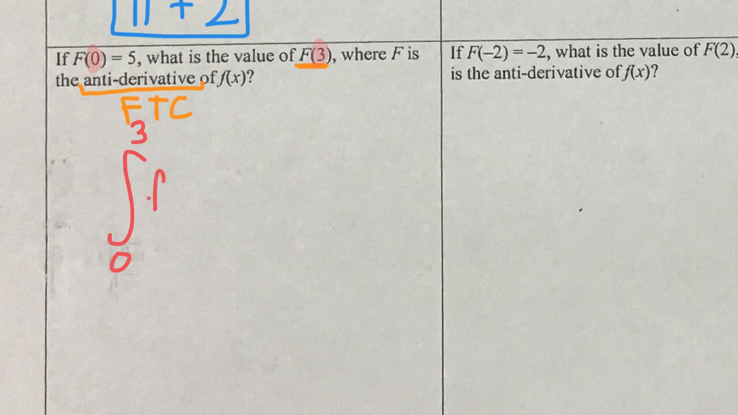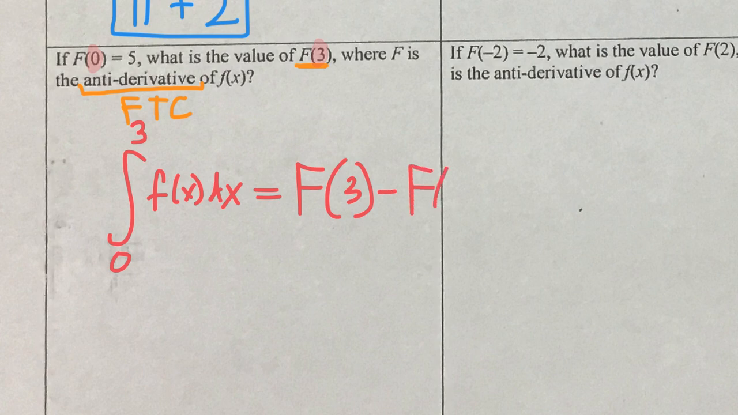Right, of our function, and according to the fundamental theorem of calculus, that equals the function evaluated at 3 minus the function evaluated at 0. So this is one way to represent the fundamental theorem of calculus: F of 3 minus F of 0. And I have exactly what I want to solve for right here in my equation.